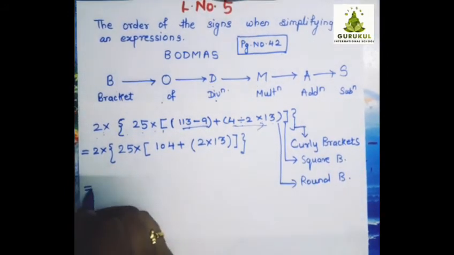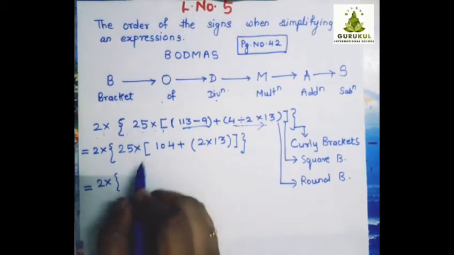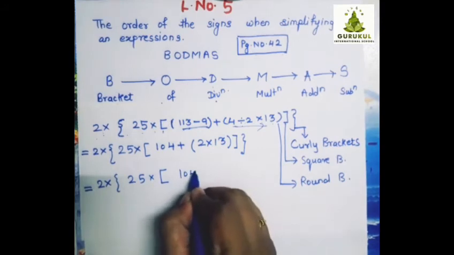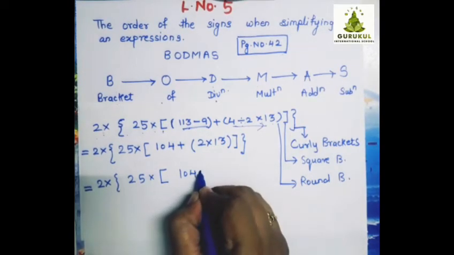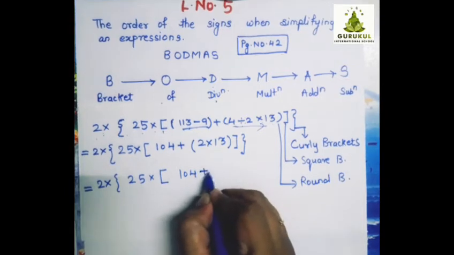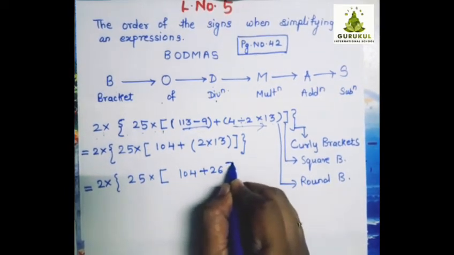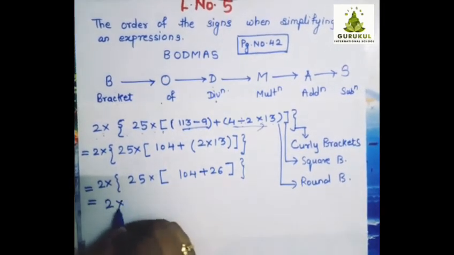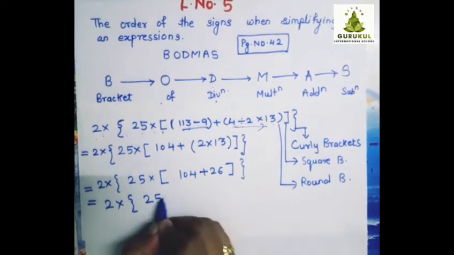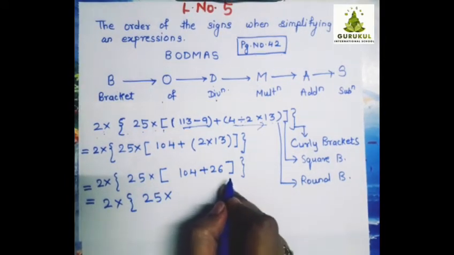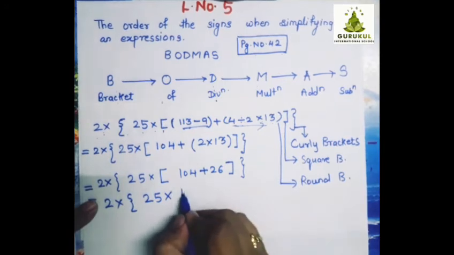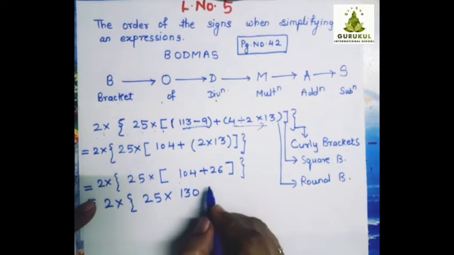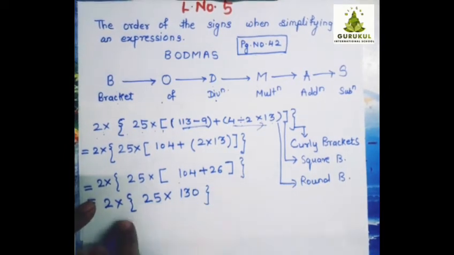Okay. Again 2 into curly bracket, 25 into square bracket, 104 plus what they have given, 13 twos are 26. Then close the square bracket, close the curly bracket. Go for further calculation. 25 into 104 plus 26. It will be 130. Once you get the final answer, no need to write the square bracket again. Okay, then only curly bracket will do.